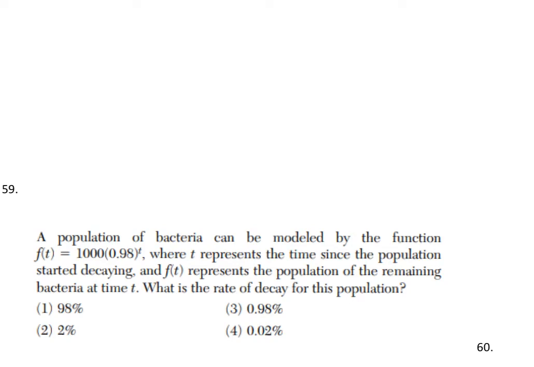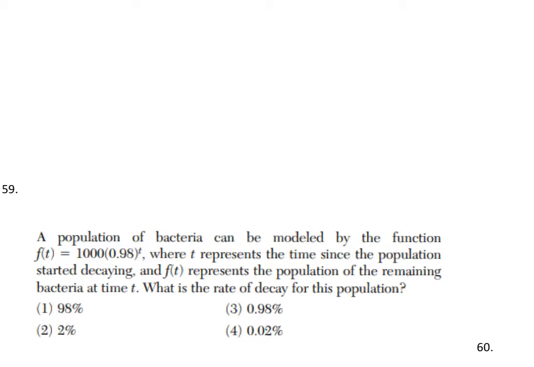All right, I have this question here. A population of bacteria can be modeled by the function f of t equals 1,000 times 0.98 to the t power, where t represents the time since the population started decaying. And the function of t represents the population of the remaining bacteria at a time t. What is the rate of decay for this population?